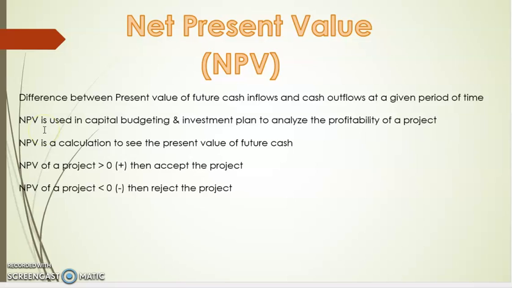Generally, as a common statement, we can say that NPV is a calculation to see the present value of future cash. The rule of NPV is: if the NPV of a project is positive, or greater than 0, then accept the project without any objections. If the NPV of a project is negative or 0, less than 0, then reject the project or get away from the project.